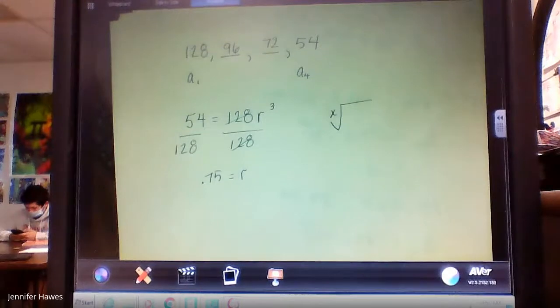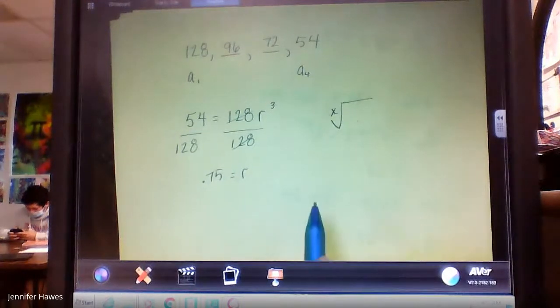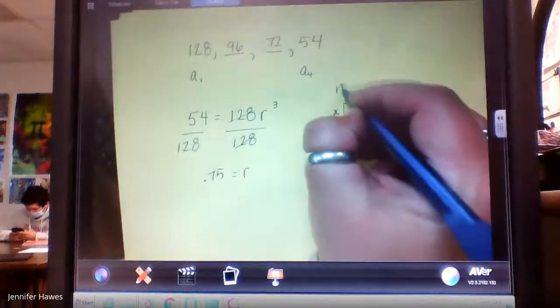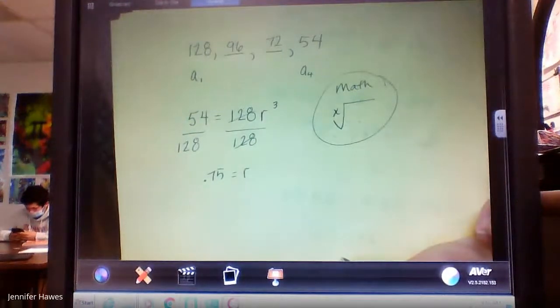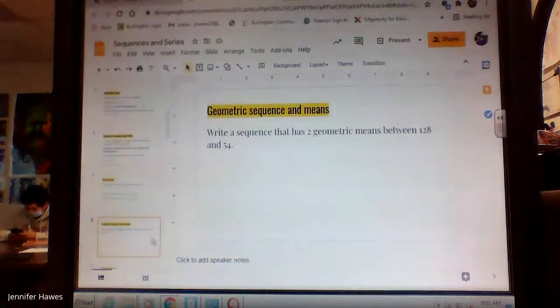So on this one, you have to find R. Where yesterday you had to find your common difference. This one I'm going to find my common ratio. But you just have to go into math and find that button. All right.